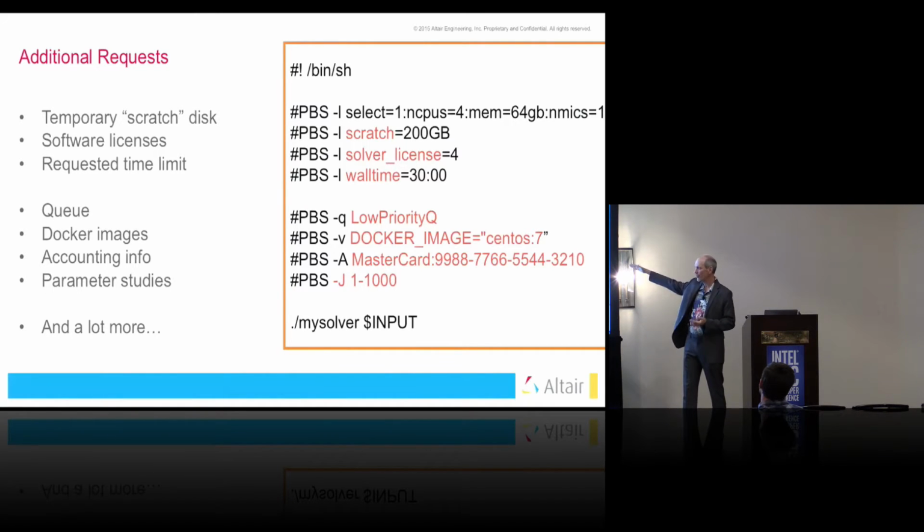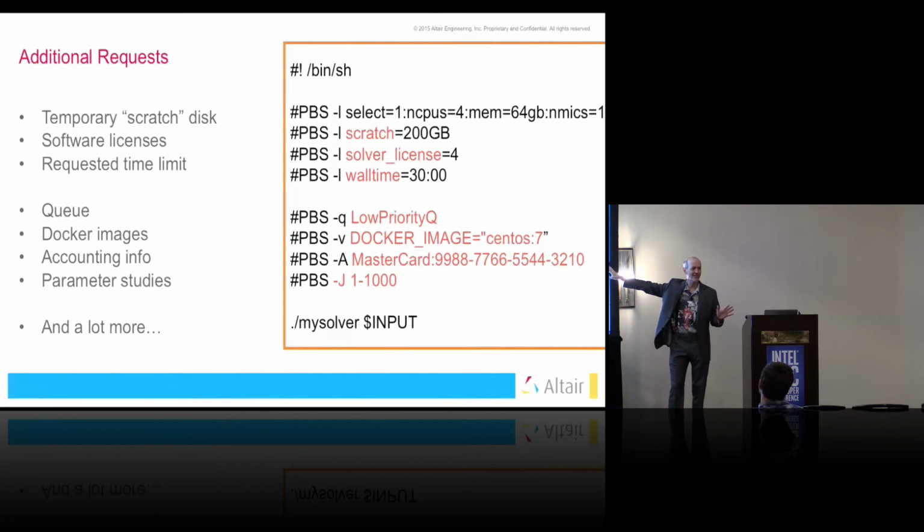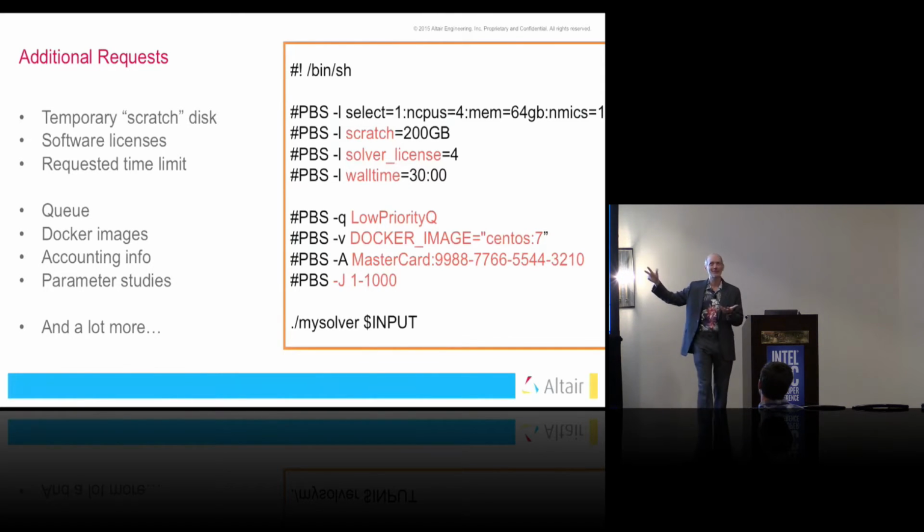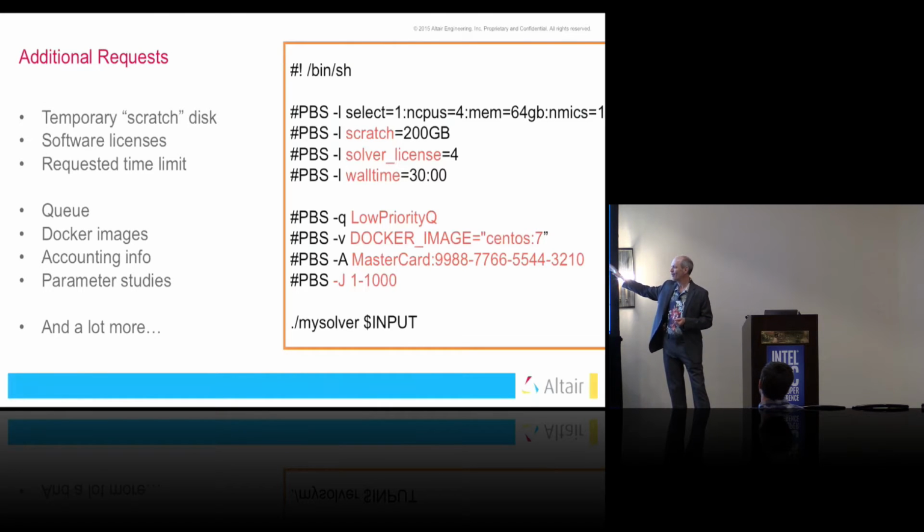You can do containers, you can, this is not a real MasterCard number. If it turns out this works, it was totally by accident. I actually had one that looked more real, and I purposely changed it to look really fake. But I was thinking, what if somebody types that in and it works? That'll be bad. But you could do all sorts of accounting information. You can even do parameter studies, right from inside, and describe what you're doing.